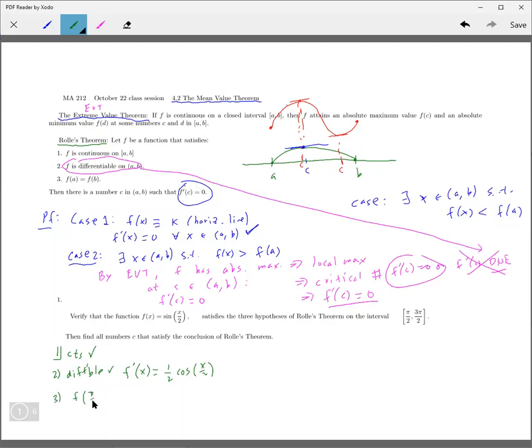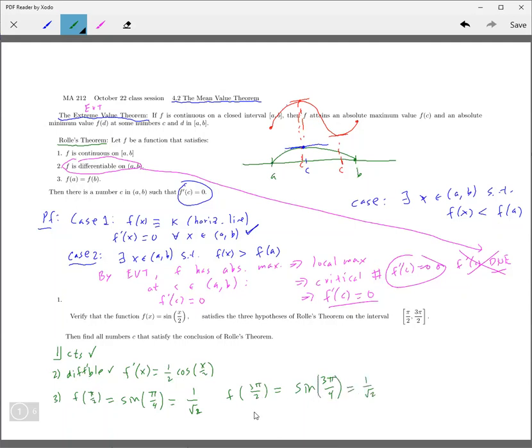And number 3, f of pi over 2 is sine of pi over 4. So I put a pi over 2 in for x, that's pi over 4, which is 1 over root 2. F of 3 pi over 2 is sine of 3 pi over 4, which is also 1 over root 2.